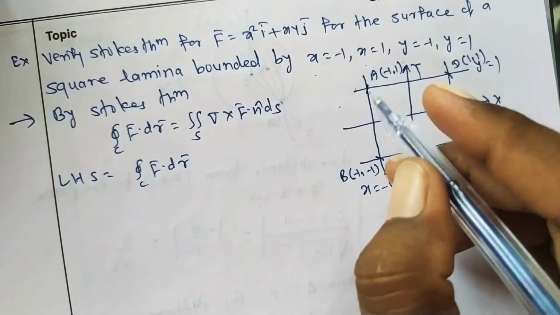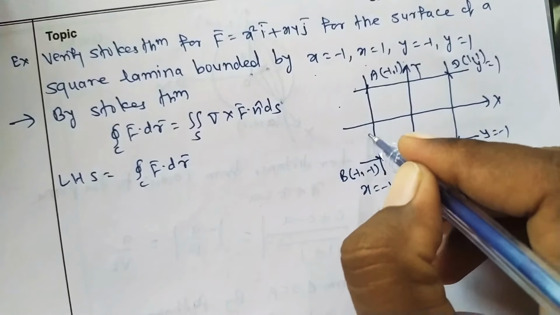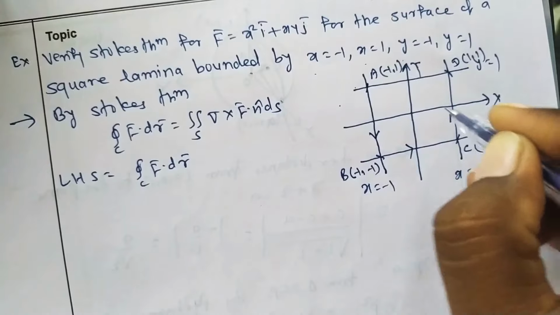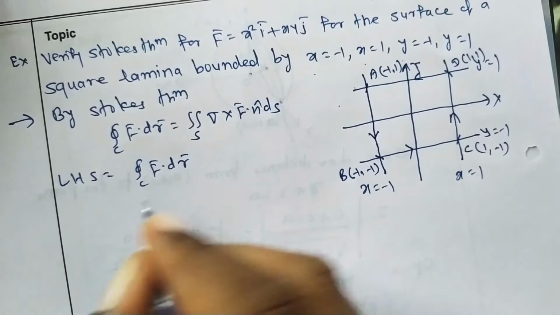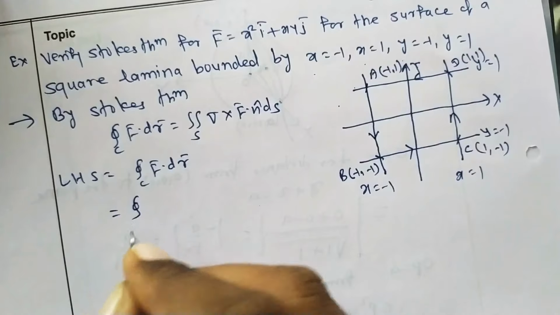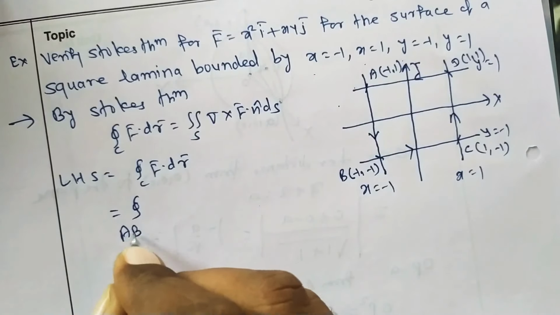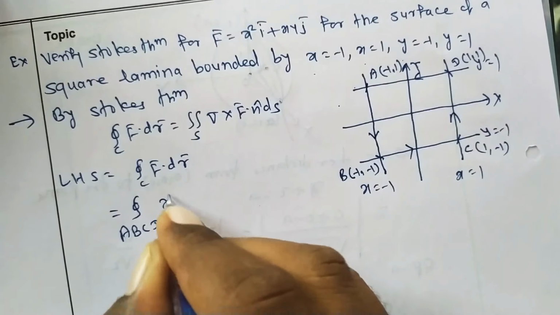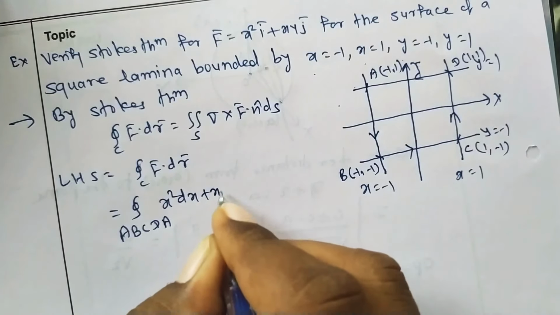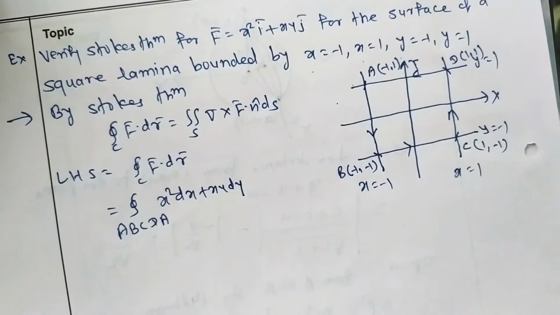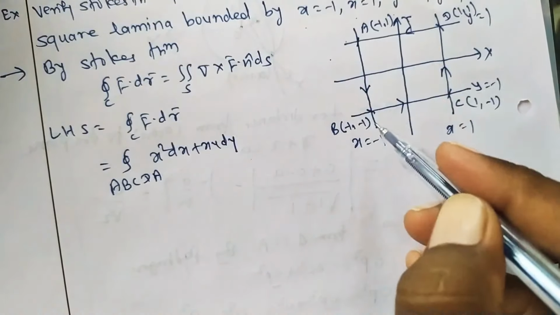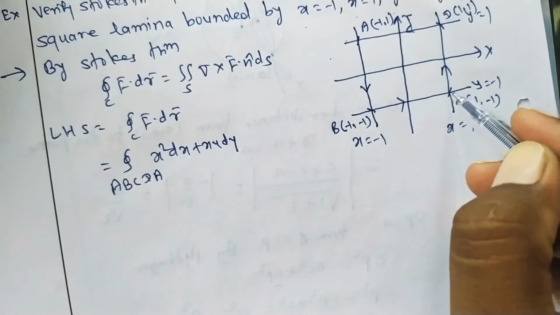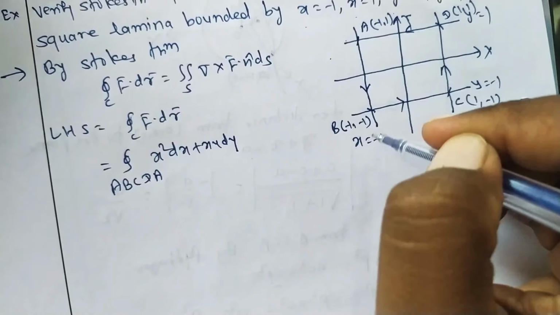For verification, we have to consider the path along AB, then BC, then CD, and then DA. Means for the line integral, we have to take a closed path along A, B, C, D, and again A, and F bar dot dr bar, how do we write it? That is x square dx plus xy dy. So how do we take this path along A, B, C, D, A? We have to divide it into 4 parts: along AB plus BC plus CD plus DA.